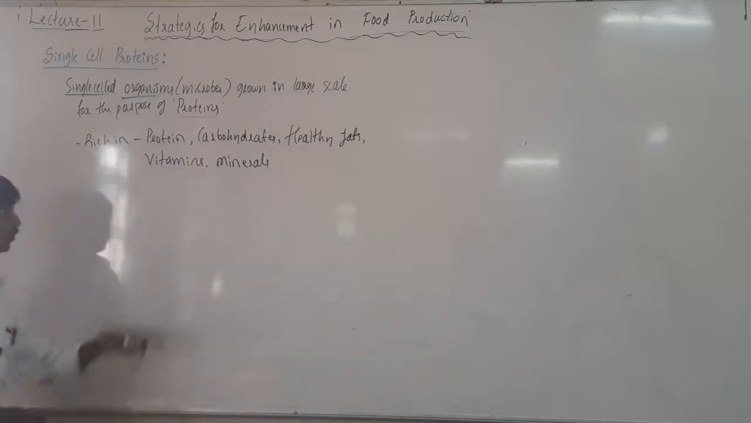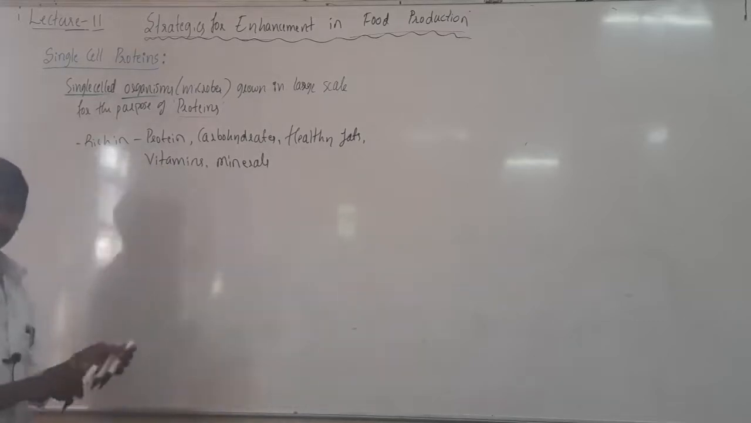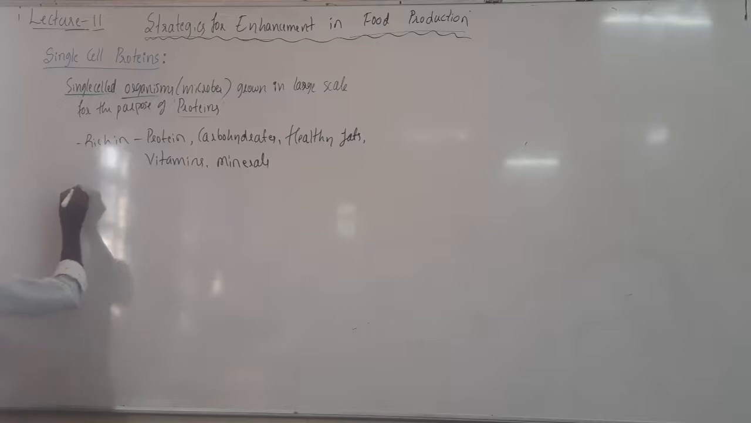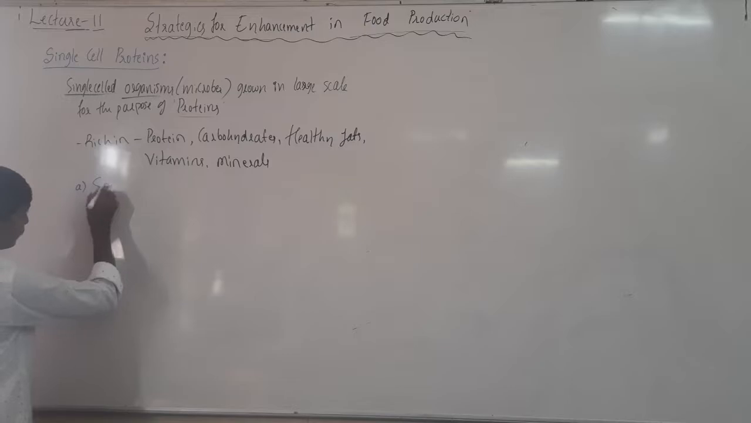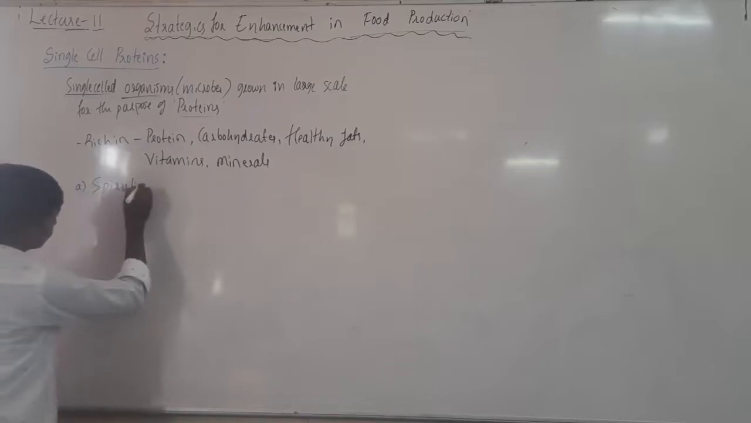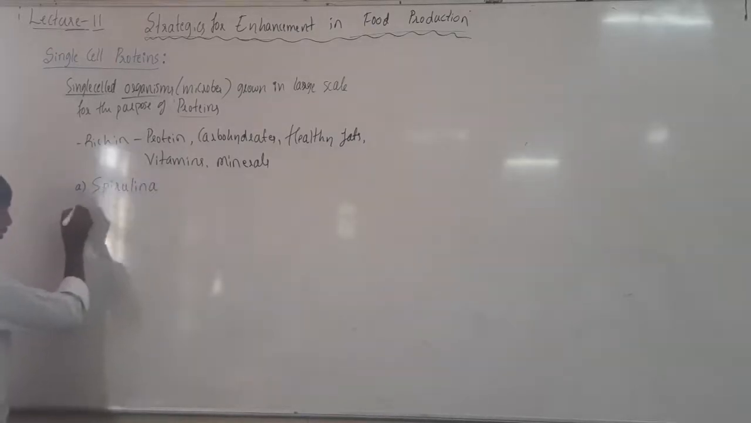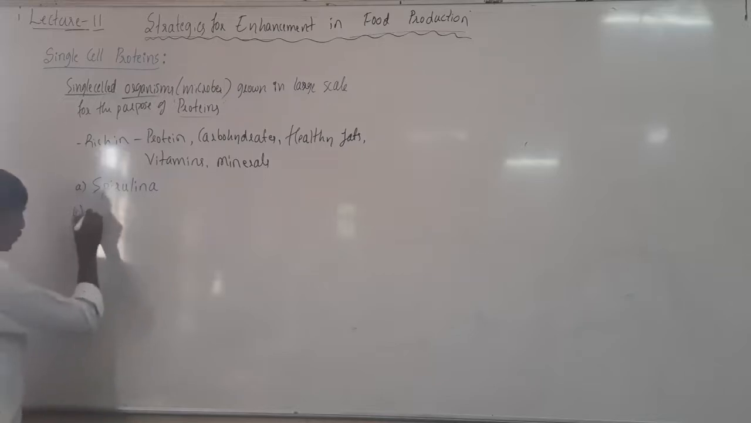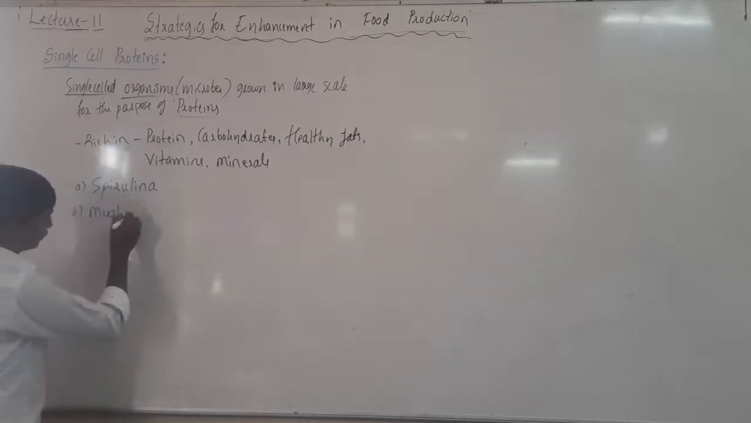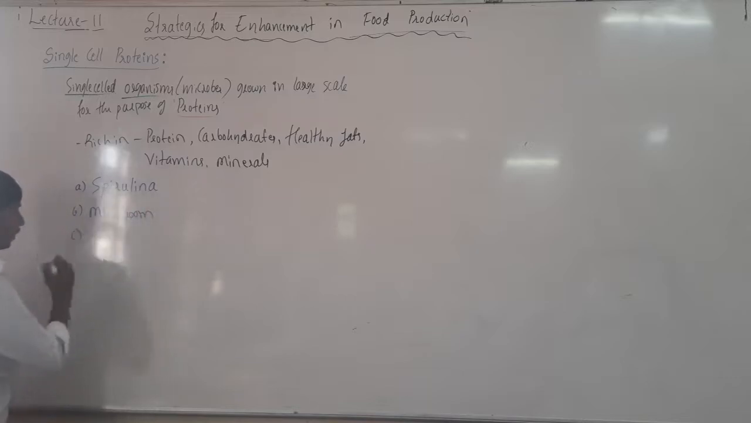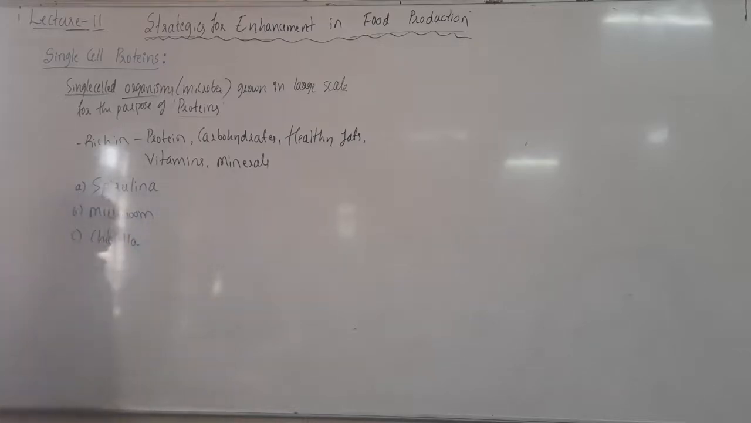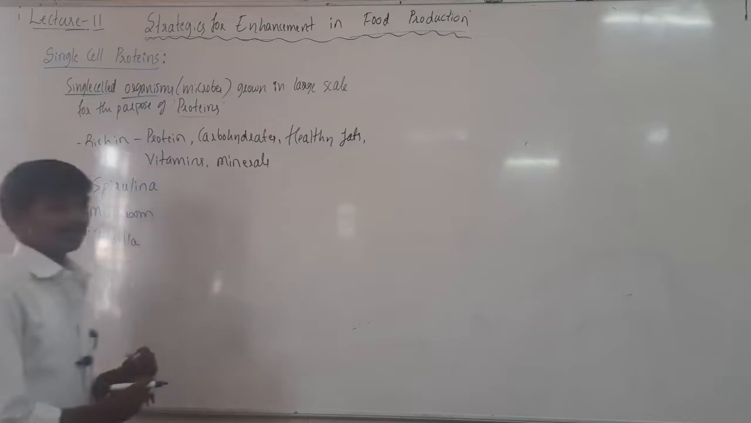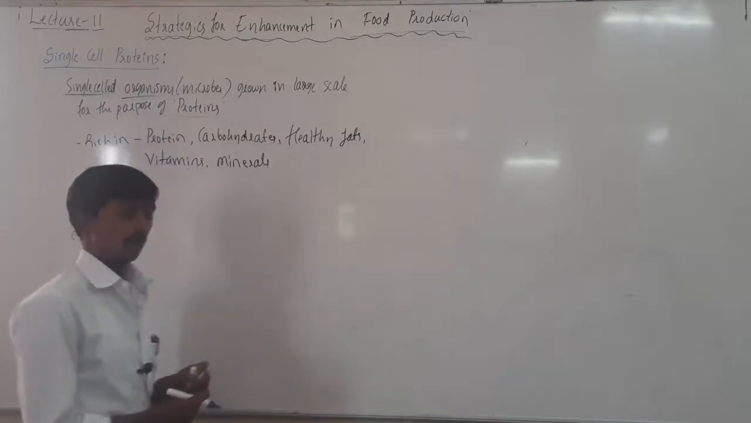For this purpose, we are using three types of living organisms. One is Spirulina. The second one is Agaricus mushroom. The third one we are using is Chlorella. You have discussed this in first PUC, second chapter, biological classification.